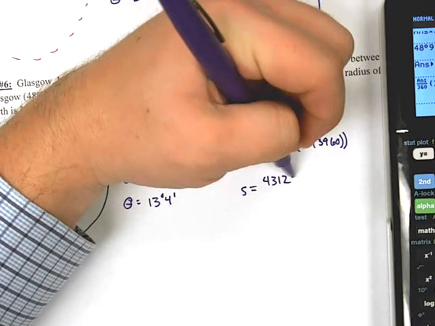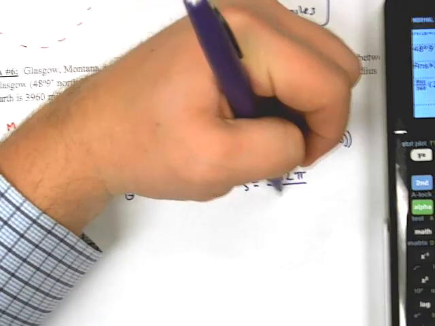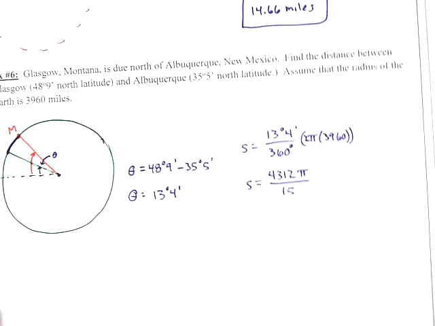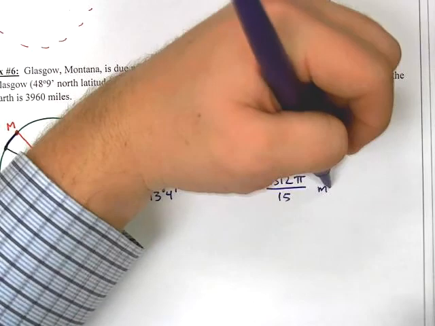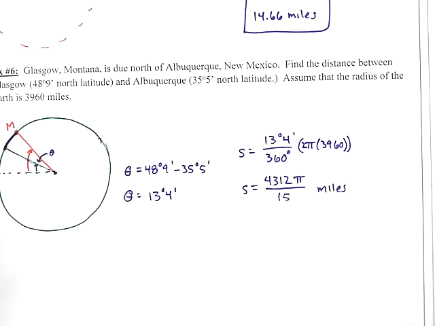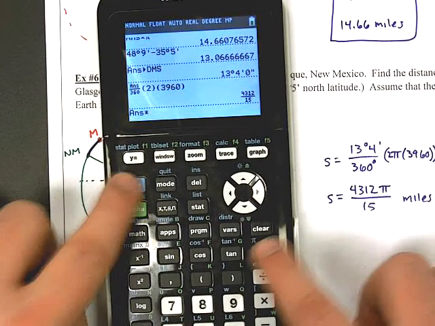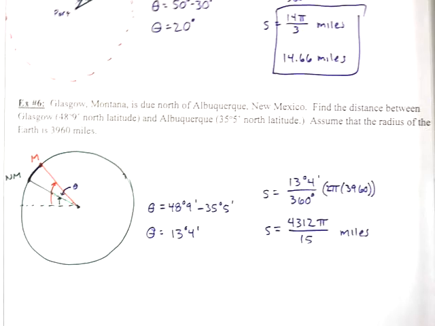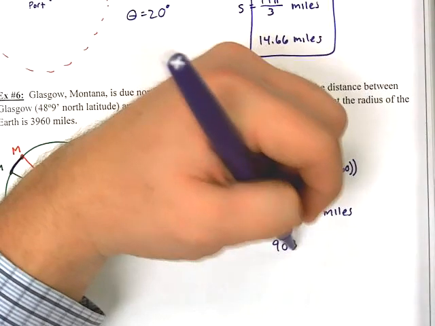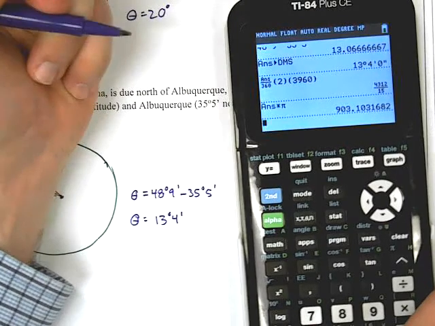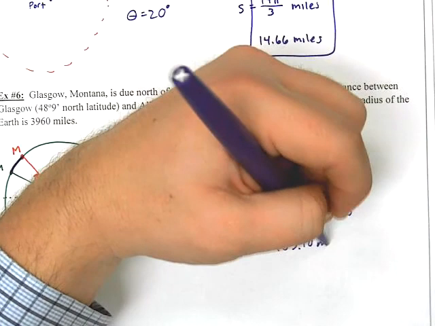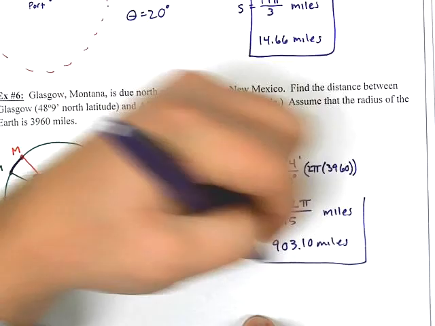We did everything but the pi on the calculator. You need to put the pi in. So that's how many miles are between those two cities. However, I don't want to write it like that, so I'm going to now take this fraction, multiply it by pi, and then we will be done. Absolutely good. So 903.10 miles, and that is our lesson for today.